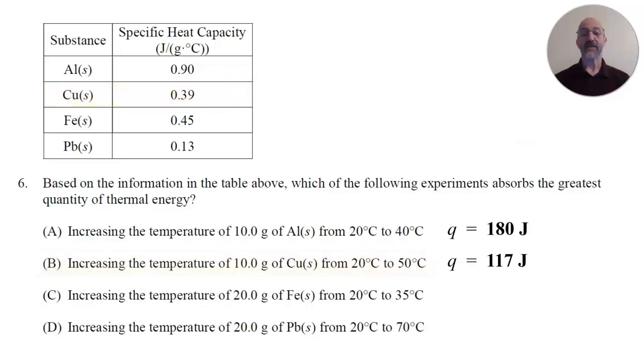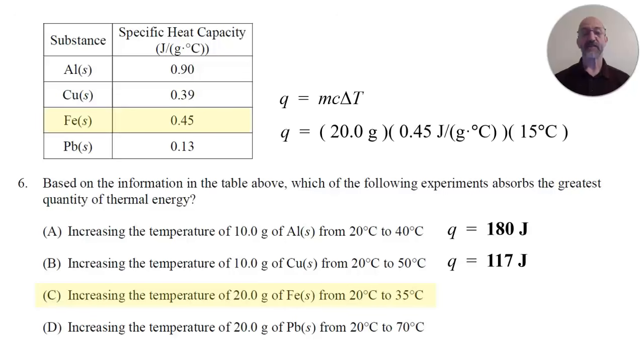Now, in choice C, we have a sample of iron. The mass of that sample of iron is 20 grams. We have a specific heat capacity of 0.45 joules per gram degrees Celsius, and changing from 20 degrees Celsius to 35 degrees Celsius, that's a difference or a change of 15 degrees Celsius. So 20 times 0.45 times 15, and we get approximately 135 joules.